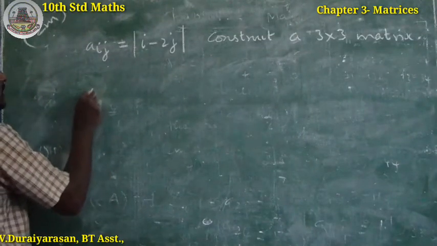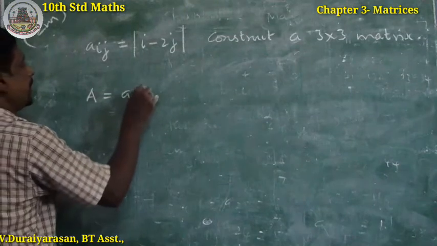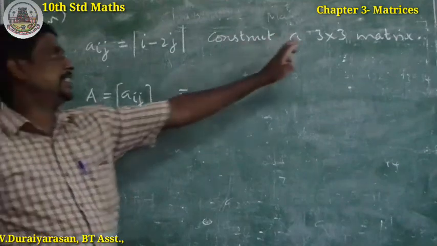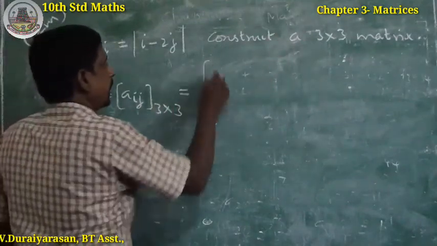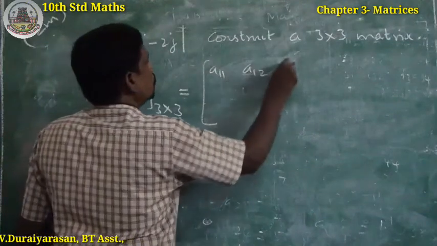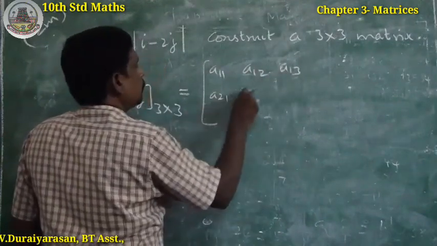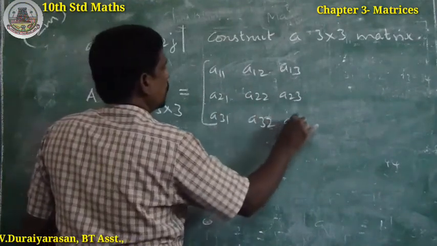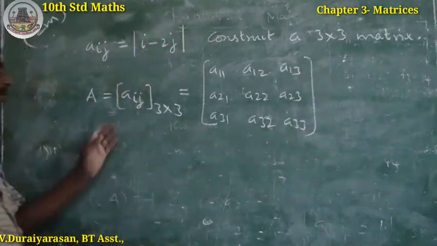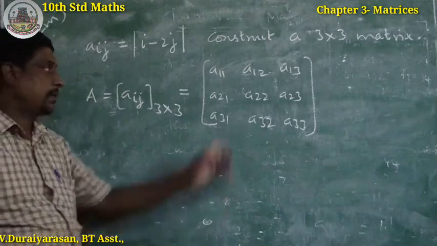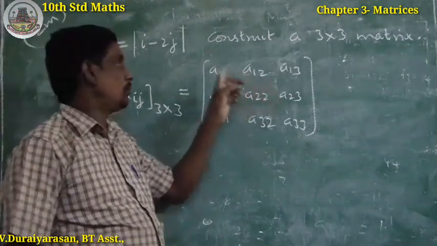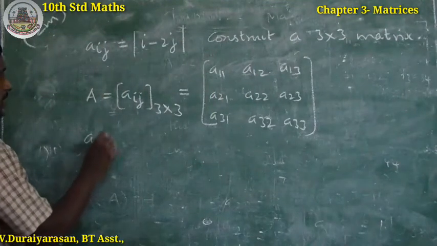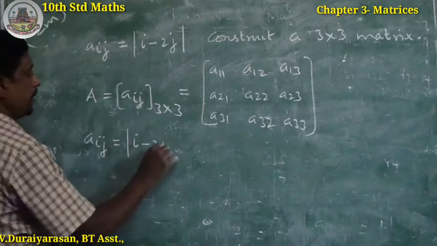What is the general form of a 3 by 3 matrix? Aij is equal to 3 by 3. First, to create the general form of 3 by 3: A11, A12, A13, A21, A22, A23, A31, A32, A33. This is the general form of a 3 by 3 matrix. What are the elements? How to find the elements? The general form is given. Aij is equal to modulus of i minus 2j.